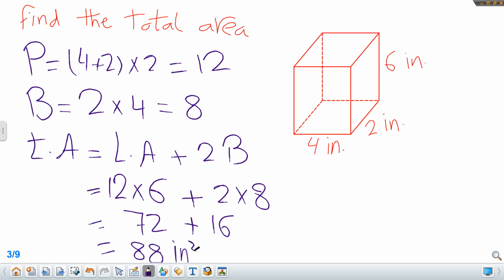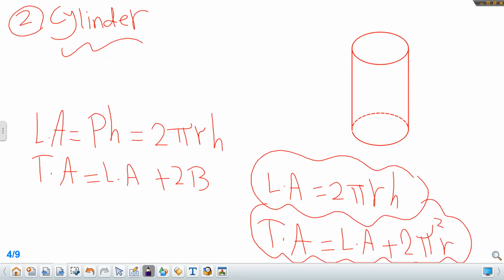This is number one, prism. Number two, cylinder. What about the cylinder? A cylinder is a three-dimensional solid. It has two parallel and congruent bases, each a circle, and it has a height between them. First, you must know the base of the cylinder is a circle. What's the perimeter of a circle? 2 pi r. What's the area of the circle? Pi r squared.